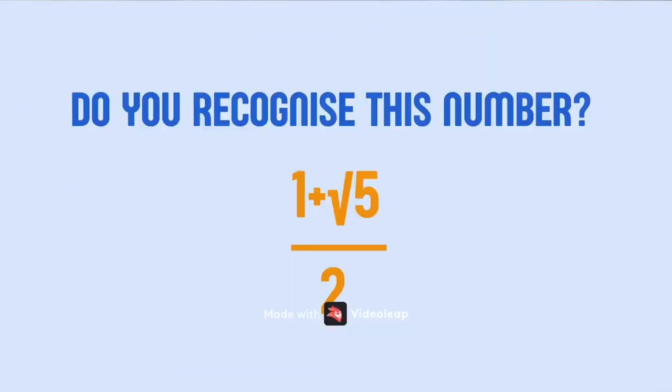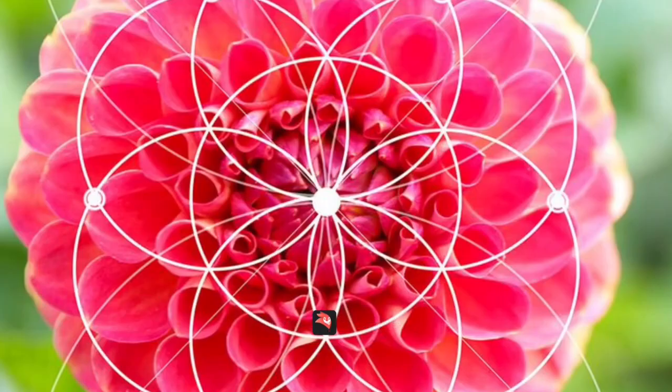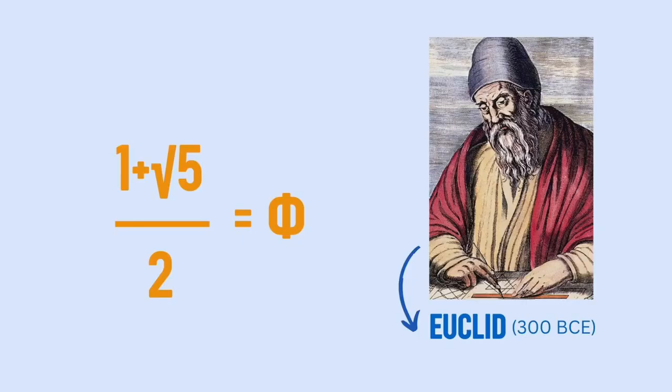Do you recognize this number? This is the golden ratio, also known as phi. It is approximately equal to 1.618. What's so special about it? Well, it is said to be found across all of nature, in human body proportions, plants, flowers, and even art.